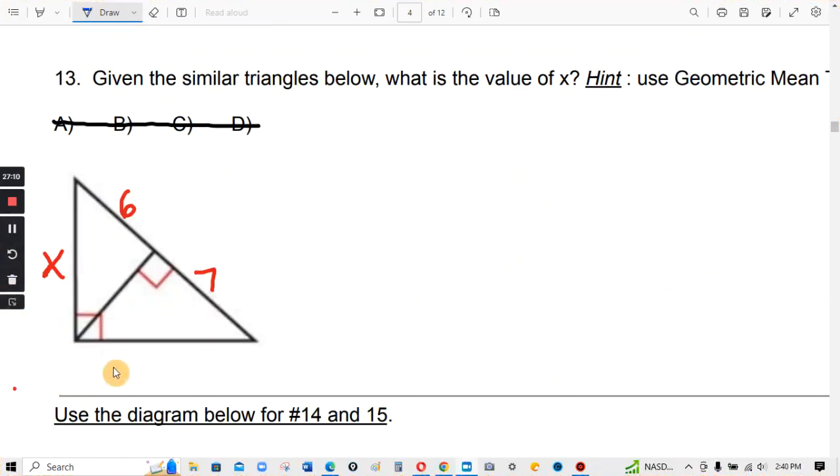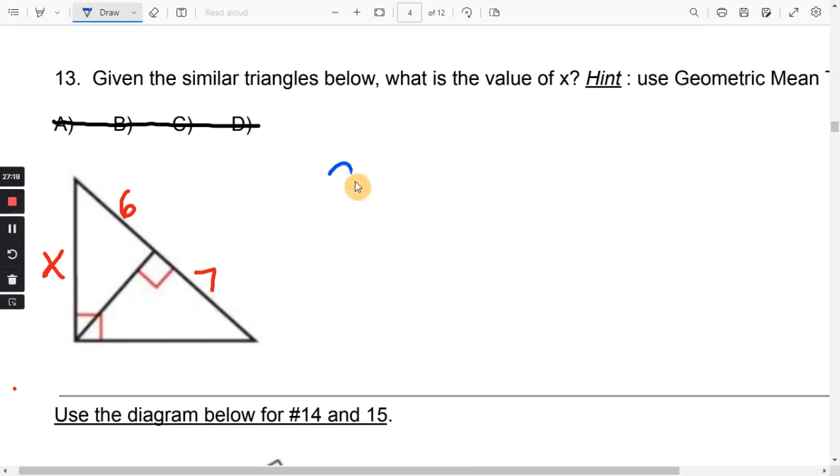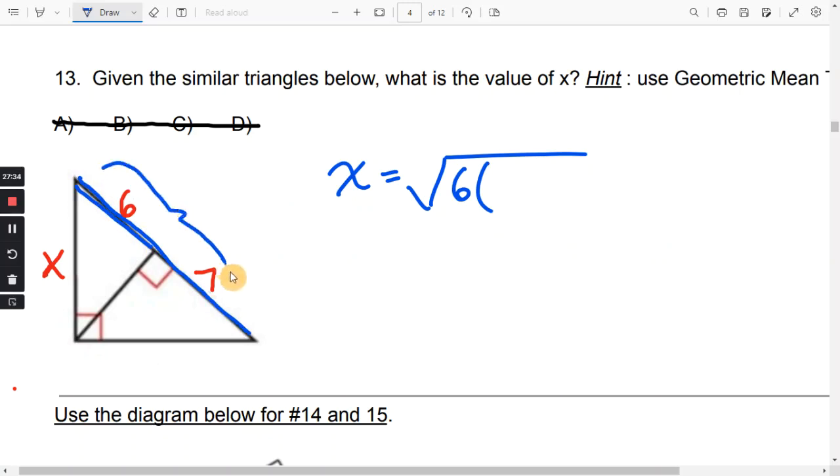Now, in this case, it's still similar right triangles, but we don't have the altitude. We have the side length on the left, so that's x, and that's going to be the square root of this here, which is 6, times this whole thing, which is going to be 6 plus 7, and that's 13. So it's going to be the square root of 6 times 13.